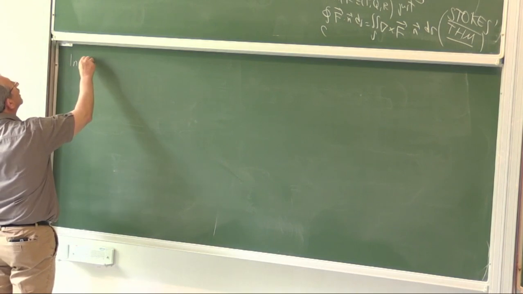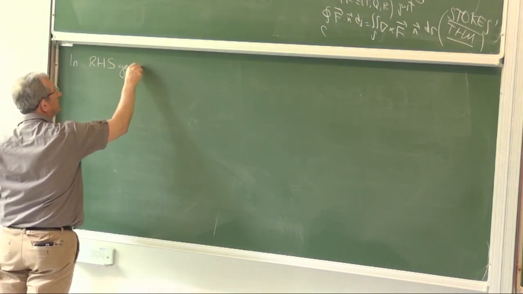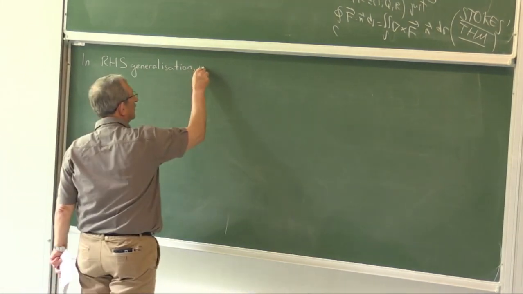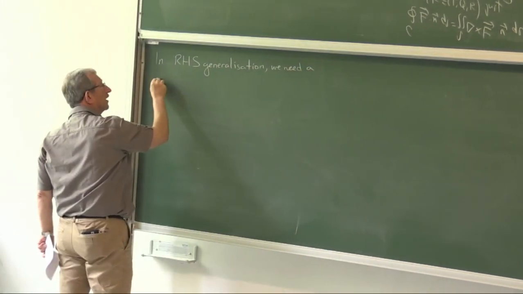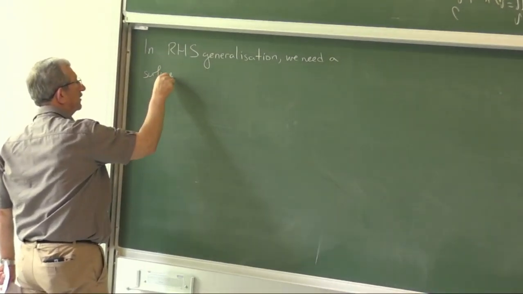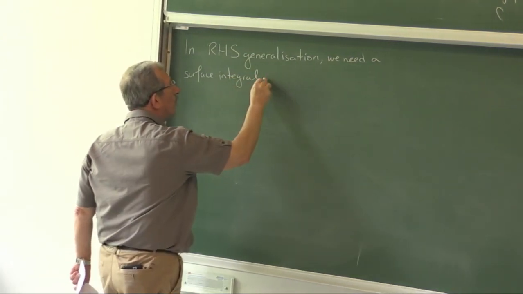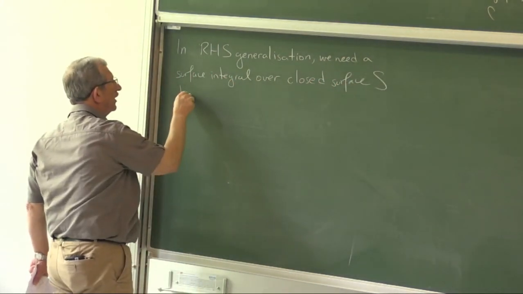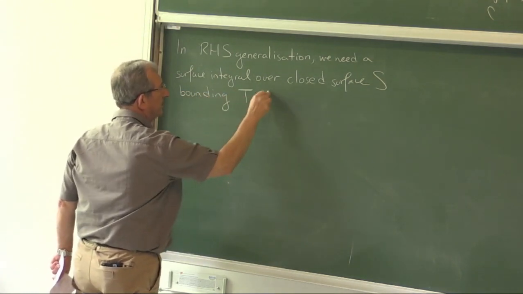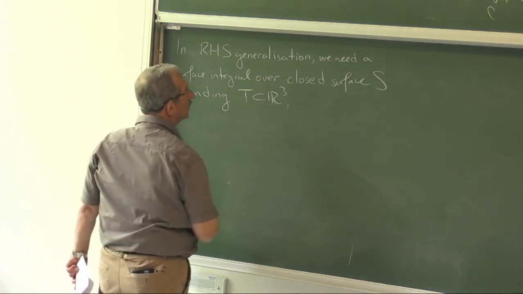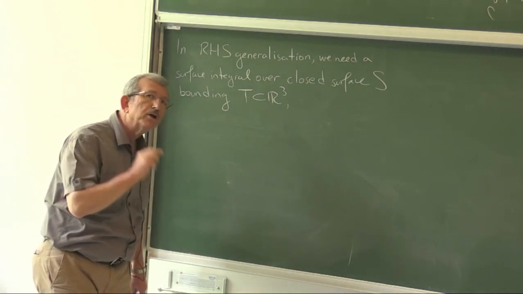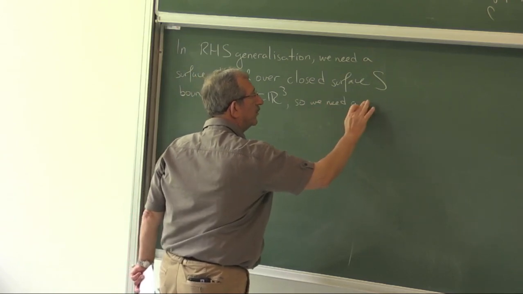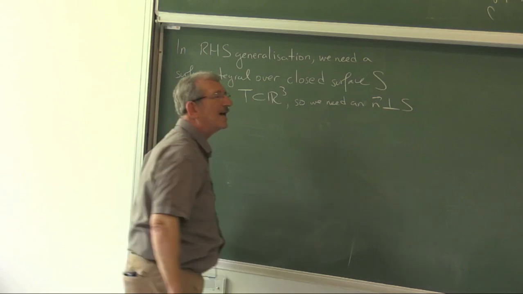Now in right-hand side generalization, we need a surface integral over closed surface S bounding T in R. So we need a perpendicular vector to S. We need an N which is perpendicular to S at each point.